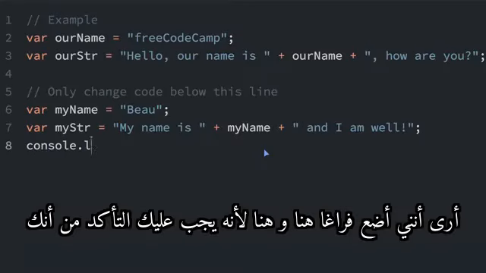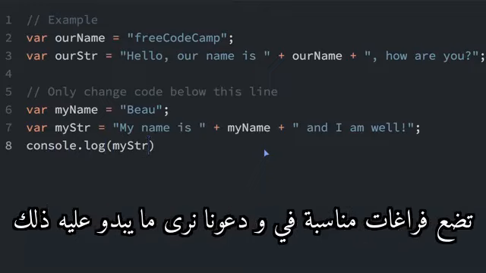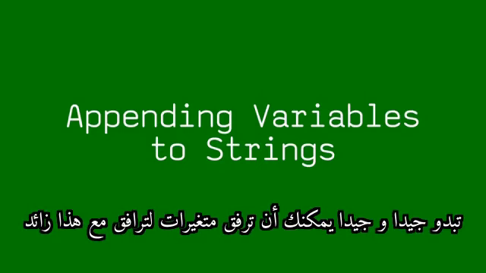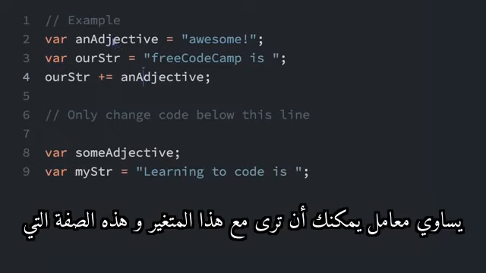You can append variables to strings with this plus equals operator. You can see we have this variable, an adjective, which is set to the word awesome. And then we have another variable, freeCodeCamp is. And then we have the our string variable plus equal an adjective. So now our string is going to equal freeCodeCamp is awesome.